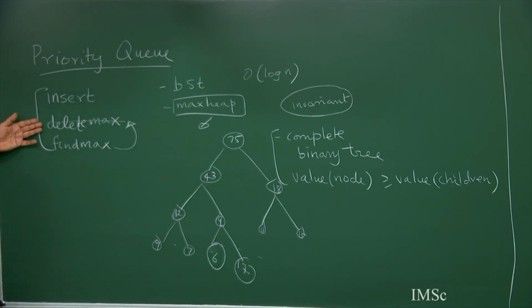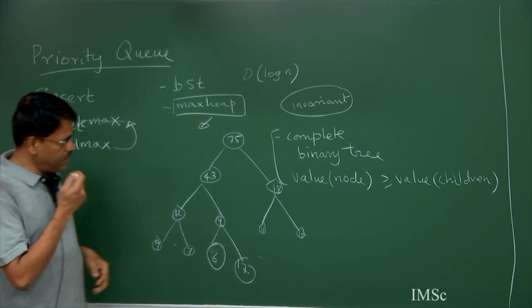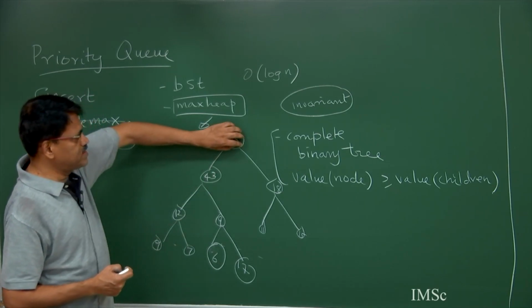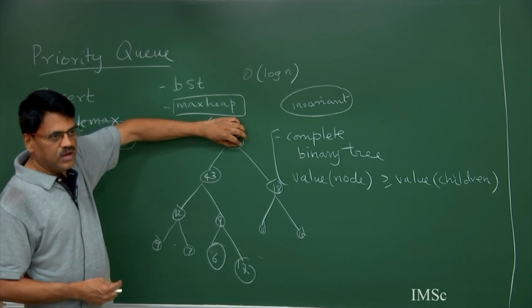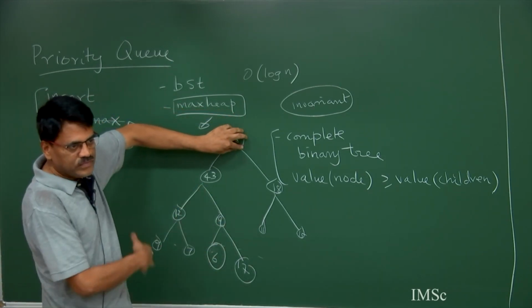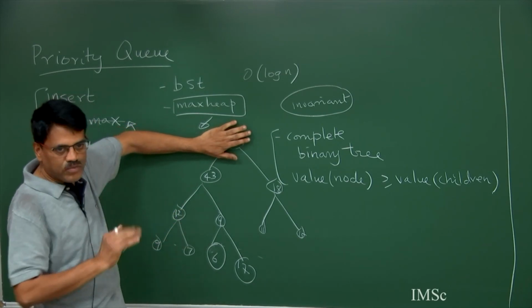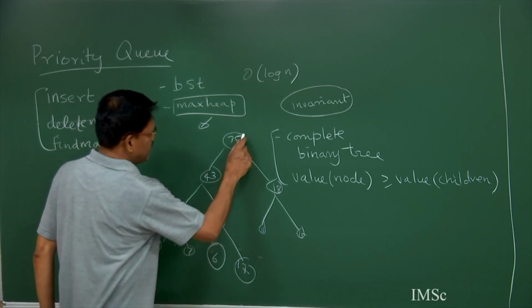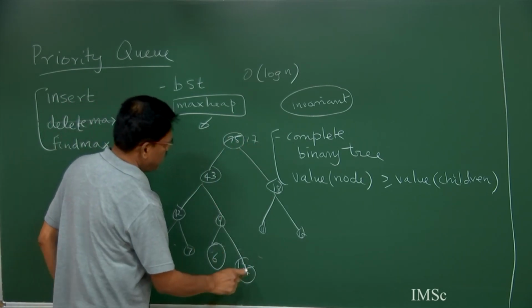And if I want to support this delete max operation, what do you do? Delete the max, because max is at the root, and to fix the structure property, take the last element and put it here. So you have the complete binary tree property maintained, but then there will be some violations, and you need to fix it. So 17 comes here, this goes away.